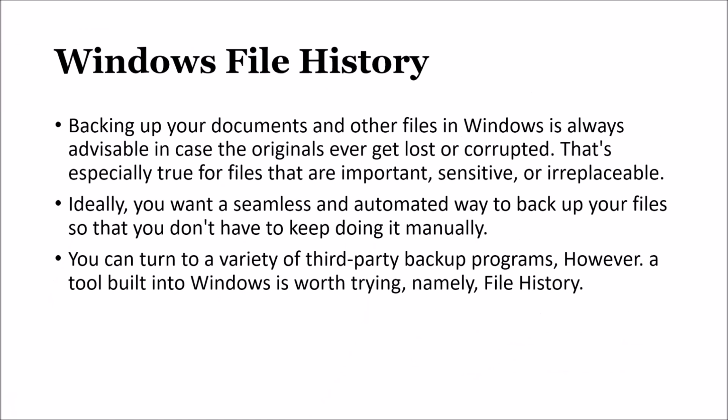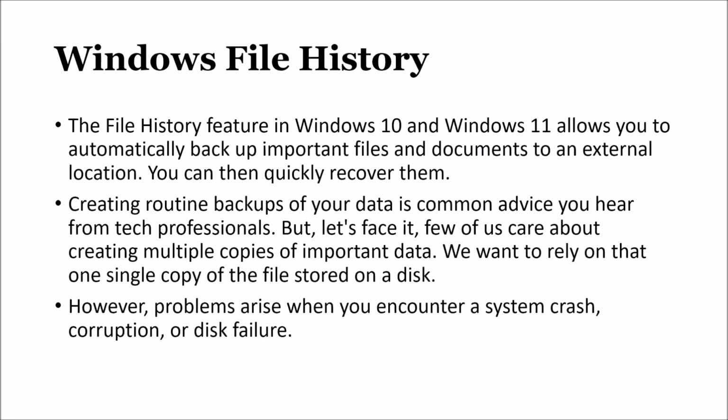Ideally, you'll want a seamless and automated way to back up your files so that you don't have to keep doing it manually. You can turn to a variety of third-party backup programs. However, a tool built into Windows is worth trying, namely File History. The File History feature in Windows 10 and 11 allows you to automatically back up important files and documents to an external location. You can then quickly recover them.